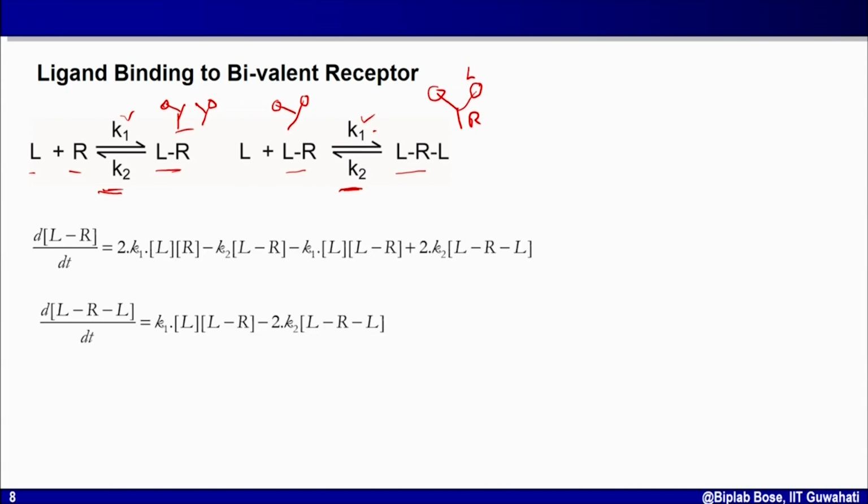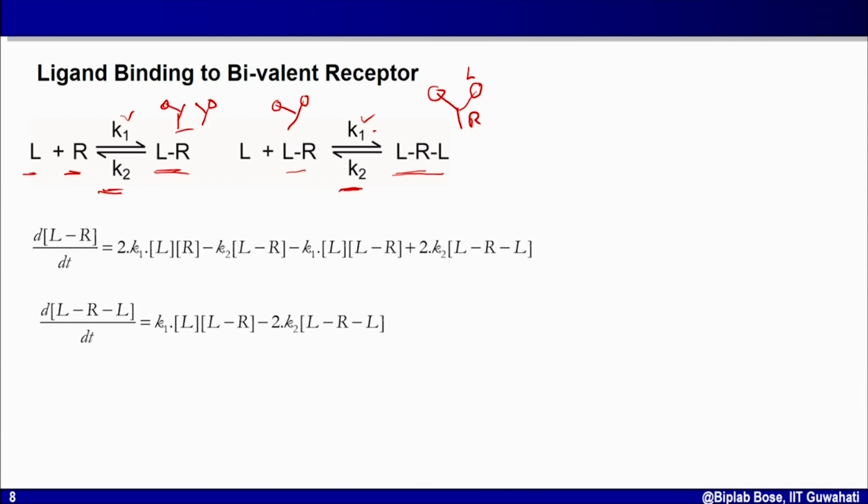Now if I have to write down the ODEs, what will I do? Obviously I can write an ODE for L, I can write an ODE for R, I should write an ODE for LR, that is one ligand, one receptor complex, and also I have to write an ODE for LRL, the final complex. So 4 ODEs should be there.